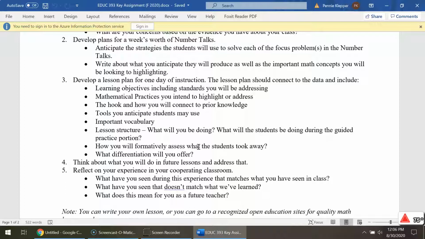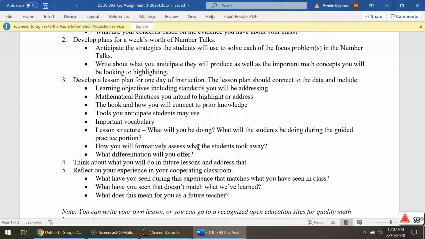So far you have 5 days of number talks and one lesson plan. So then after you've done that, you need to think about what you would do in future lesson plans. So you'll present this one lesson plan, and then you think about what would the next thing that I would present be.